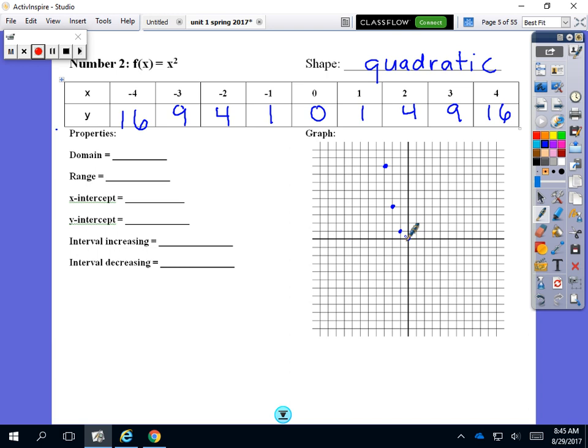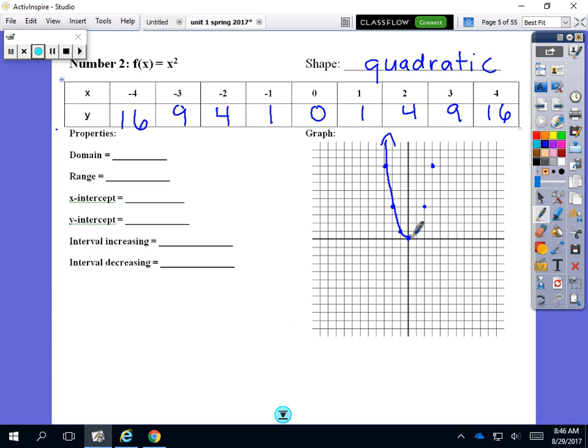Now, if you remember, a quadratic graph has the shape of a parabola, which means there's an axis of symmetry, and everything is reflected across that axis of symmetry. So these points are going to reflect across the y-axis, because my axis of symmetry is the y-axis in this graph. Or you could just plot the points. So all these points are going to be reflected across the y-axis. And then just connect your points.